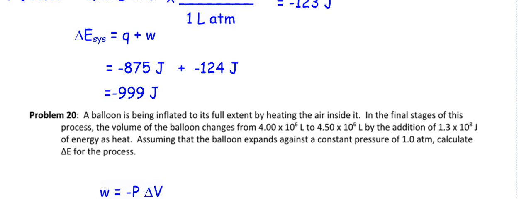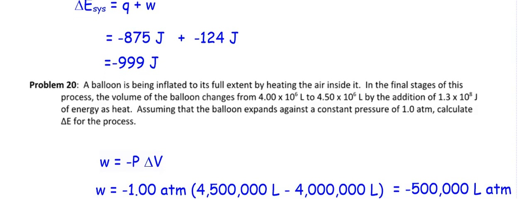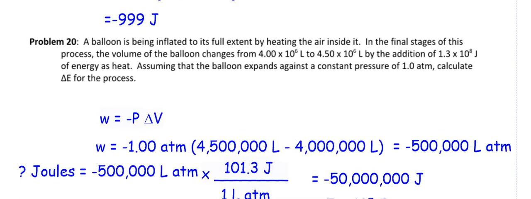All right, how do we do? Well, I always start off with my formula. How about you? And then I went ahead and converted this into non-scientific notation. I see it better that way. When I subtracted, I got 500,000 times negative 1, so negative 500,000 liter atmospheres, but you can't have liter atmospheres. You need to be in joules, okay? And by the way, that is negative 5 times 10 to the 7th joules. I'm not done yet.